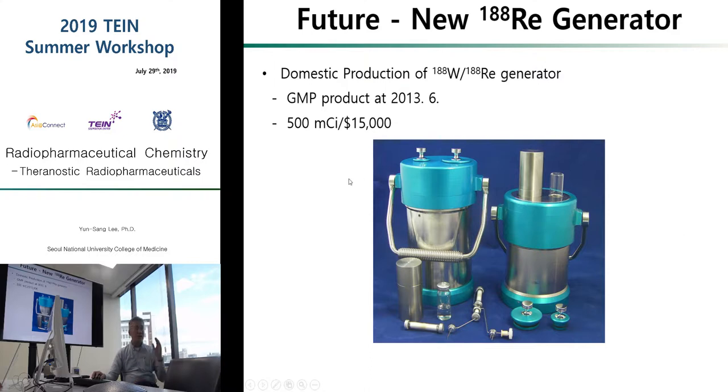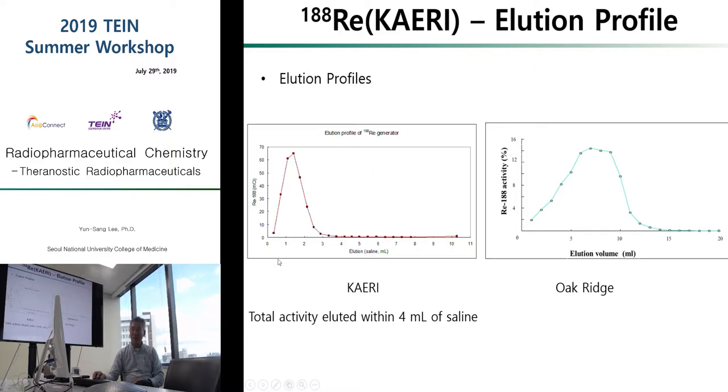As I mentioned, the rhenium 188 generator has good potential, but we cannot get it now anywhere in the world. But after making tungsten 188, we can make a rhenium 188 generator. Earlier, domestic production was already made by our domestic company. They said that one generator is $15,000. I think we can use it for almost 1 year of treatment, so it's not so expensive. And also, they have a good elution profile.